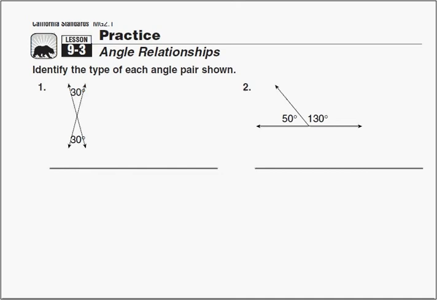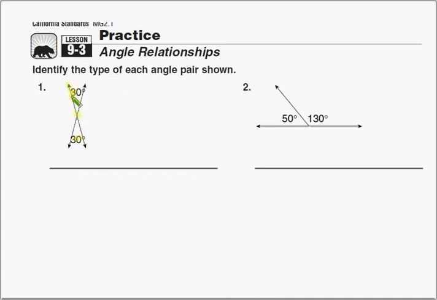Okay, we're looking at Workbook 9-3, and it says identify the type of each angle pair shown. So here we have two intersecting lines. They share a vertex, and they're congruent here. They're both 30. The intersecting lines mean the lines go through each other. They don't share a ray. So this one, all they share is a vertex.